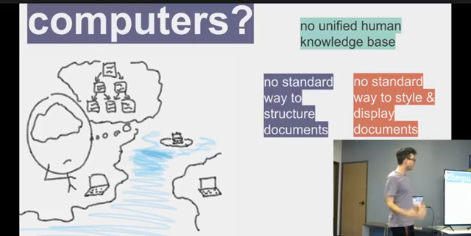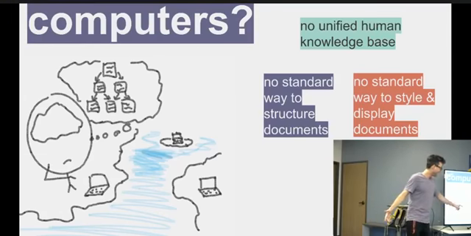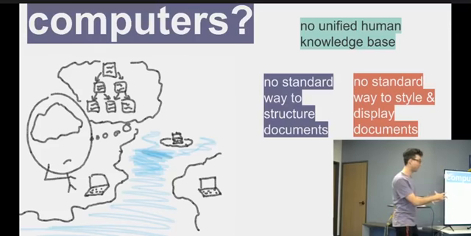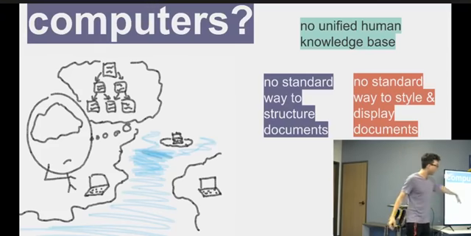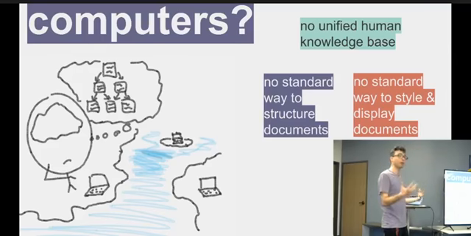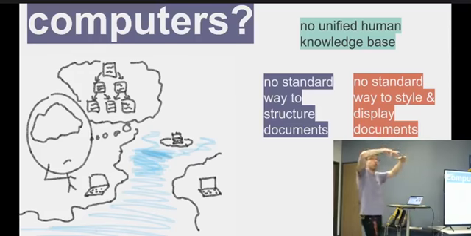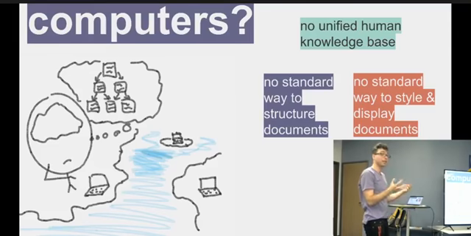But the reality was he was sitting in Switzerland, that's Switzerland right there, and he had one computer which had one scientific document, but there were all these other documents hidden on computers, and there was no really standardized way for them to talk. He basically identified 3 problems that we've been touching on this whole time. So the first is that there's no human bigger than one person knowledge base. And the sub-problems within that was that there's no standard way to structure documents that we want to share across computers. There's also no standard way to just style and display those documents.